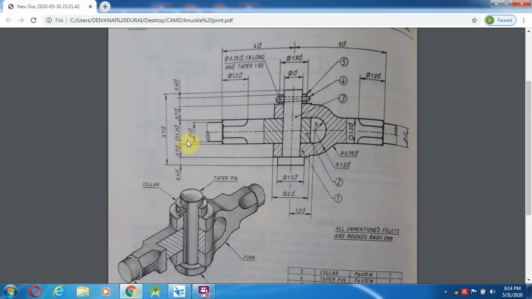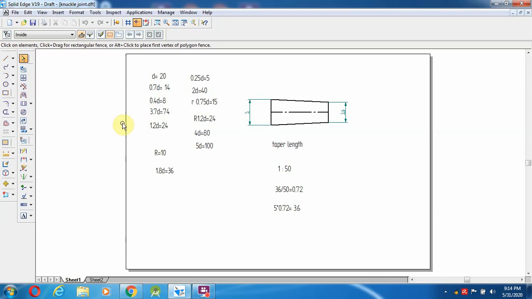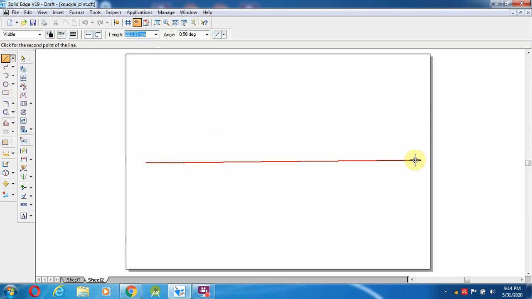It is easy to pick the values, so after calculating all the values, I'm going to start the drawing. First, initially, I'm going to draw a line over here.